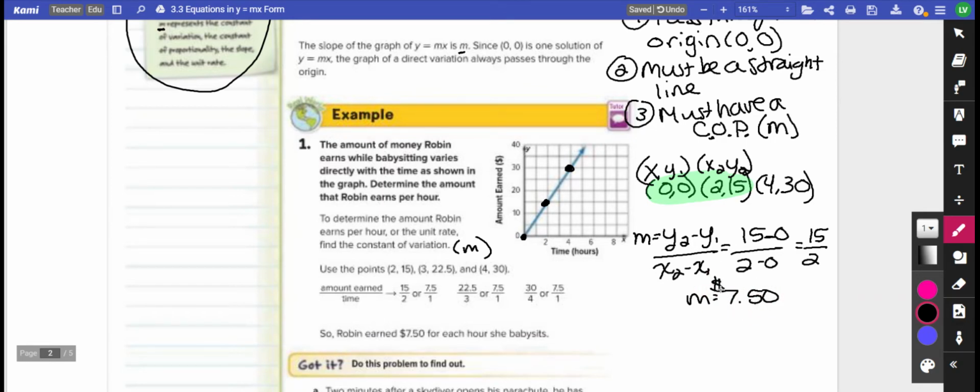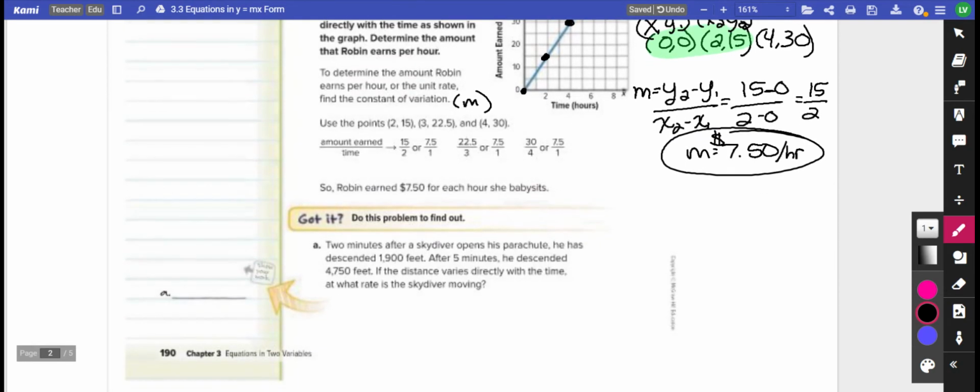Now the reason I'm writing it like that means that Robin earns $7.50 per hour that she babysits. So do you got it? Let's do this problem to find out.